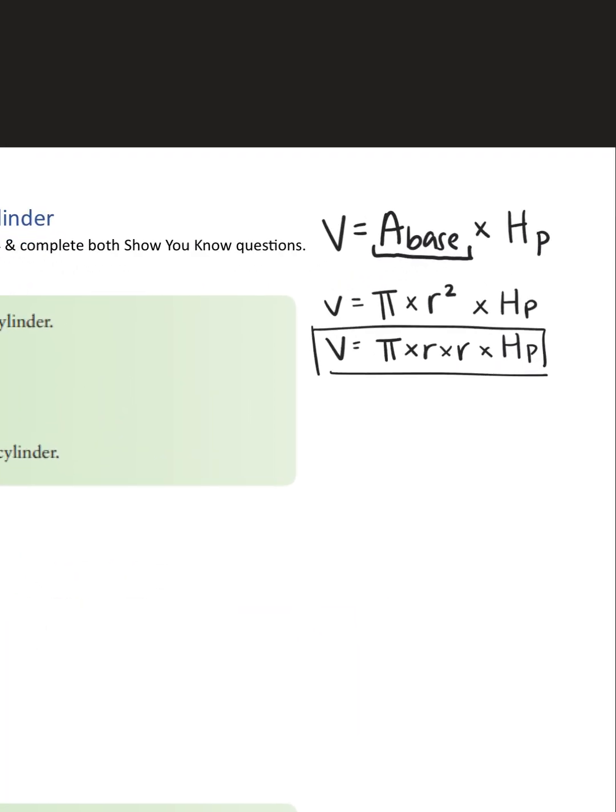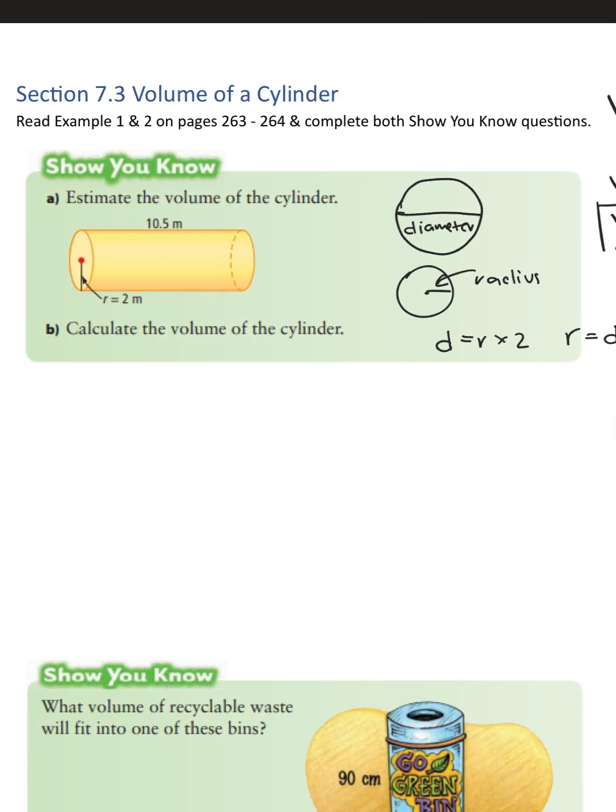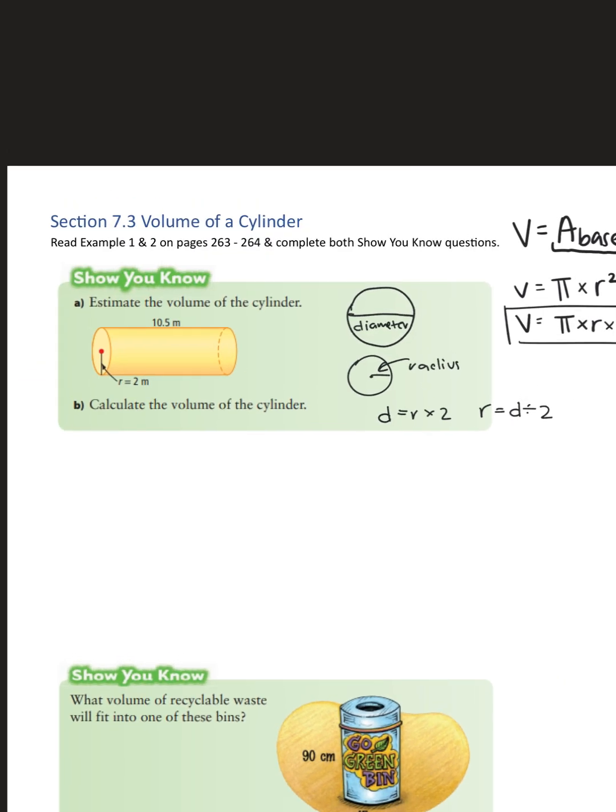And then with this as well, we also might want to keep in mind that when we have a circle, all the way across is the diameter, and that half is the radius. And that'll matter because diameter is equal to radius times 2, or radius is equal to the diameter divided by 2. All right, so A asks us to estimate the volume of the cylinder.